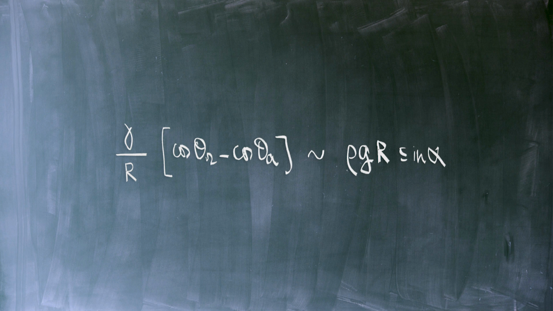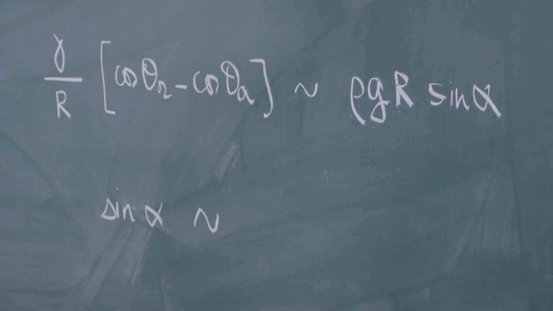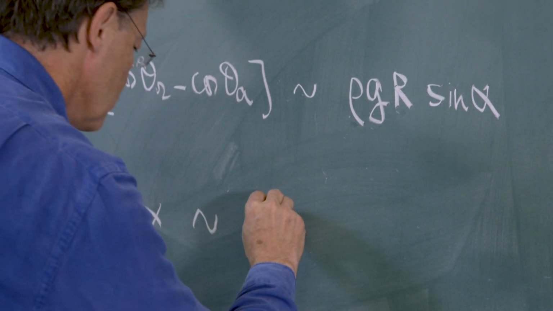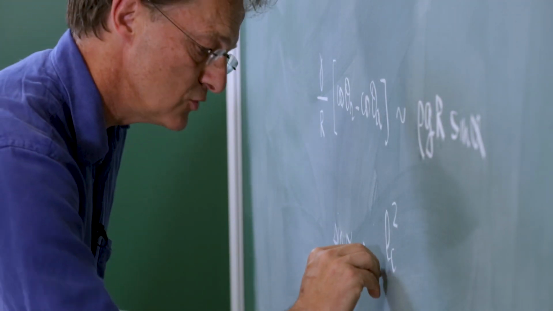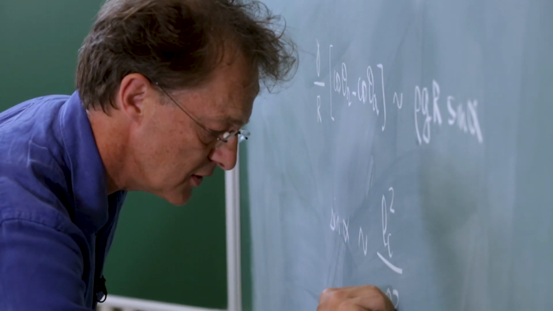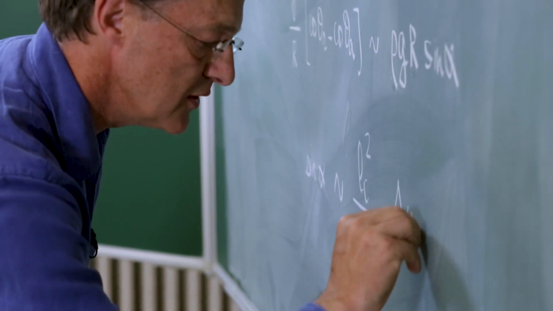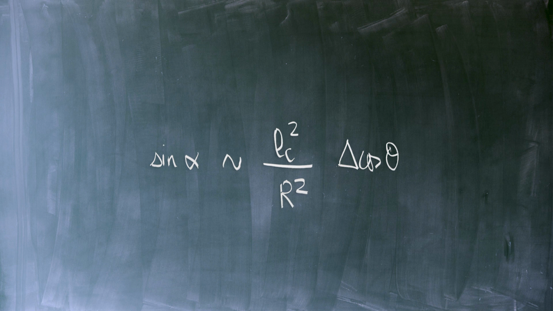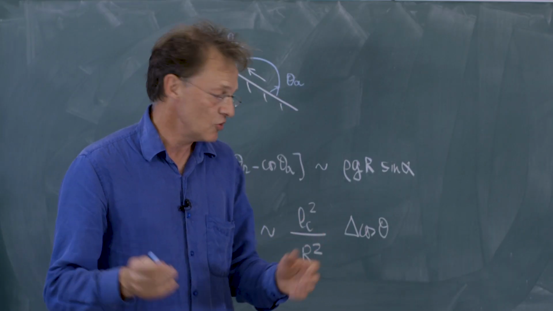times the hysteresis. We find that at departure, the sine of alpha is given by the square of a length which only depends on the liquid, which I call l_c. It is the so-called capillary length, which will be discussed later, divided by the size of the drop to the square times the difference between the two cosines. Two cases. Either we are on an ideal solid and delta cosine theta is 0, in which case alpha is 0. We indeed expect that if there is no hysteresis, a drop will move for any slope.